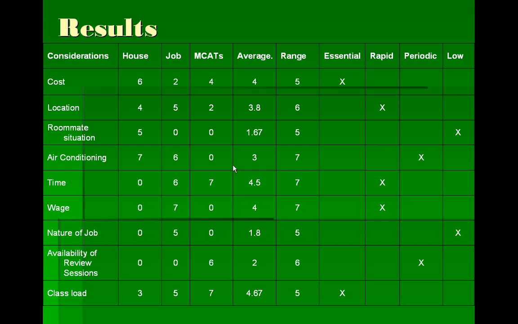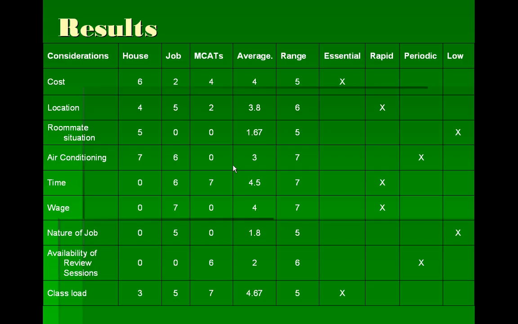Jane's considerations include cost, location, roommate situation, air conditioning, time, wage, nature of the job, availability of review sessions, and class load. After asking Jane to rate these considerations on a 0 to 7 scale against each of her decisions, we brought in an expert. Our expert is a junior studying pre-med, and she has been in the same position as Jane was just last year. She also rated these considerations. We then calculated both the average and range.